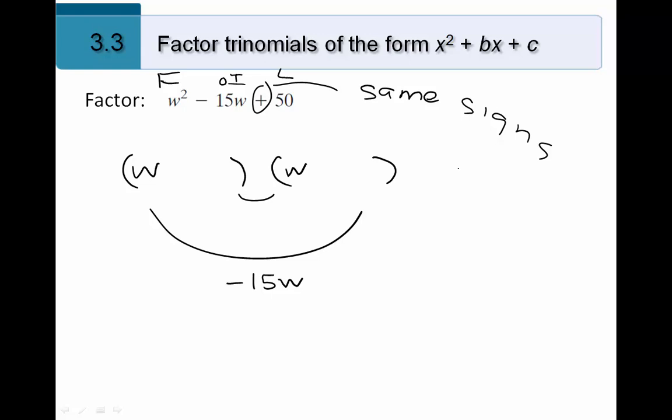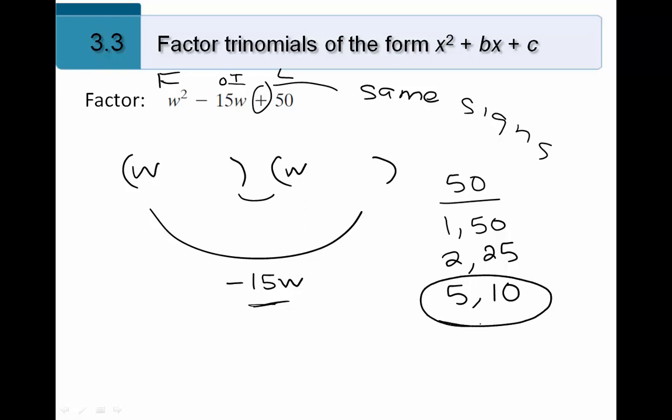Let's go ahead and look at my factors of 50. 1 times 50 is 50. 2 times 25 is 50. 5 times 10 is 50. My signs are the same and it has to add up to negative 15w. We're looking at our middle term. 5 plus 10 is 15.